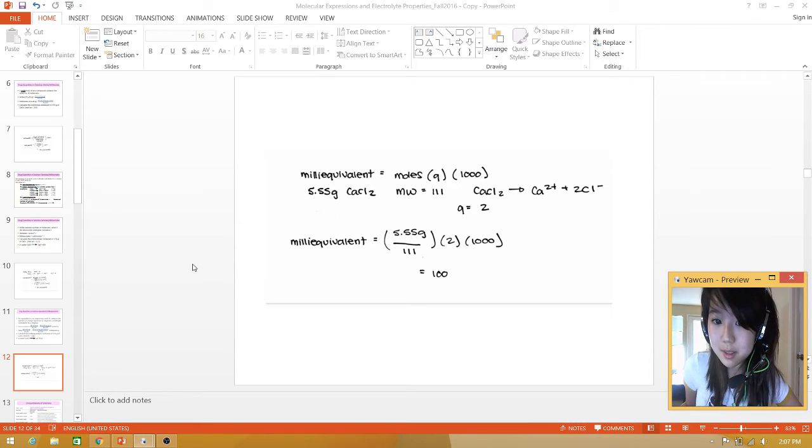So to calculate the milliequivalents, we're just going to take the number of moles times Q times 1000, and that is going to give us 100.